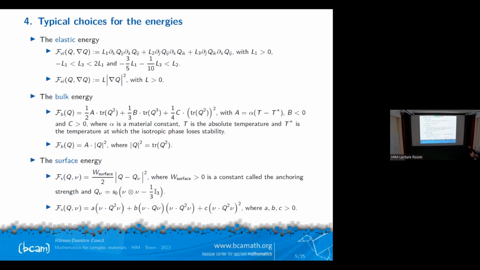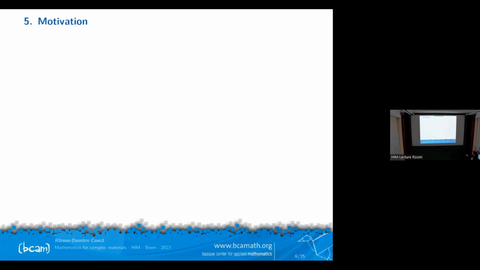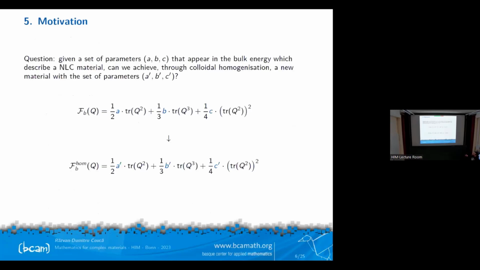And now that we have seen those choices, we can actually discuss the mathematical motivation of what we were discussing before. We want to create new materials in which the range of temperatures is now different. So in order to do that, we put this question. The only part in which we have seen something which was temperature dependent was the bulk energy, in which we had that coefficient A. So we put ourselves the following question: can we achieve this through colloidal homogenization? So we're placing some particles inside of the nematic liquid crystal such that in the end we get a new material, but with different coefficients, with different properties. And the answer to this question is yes.